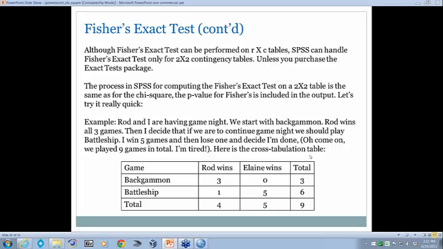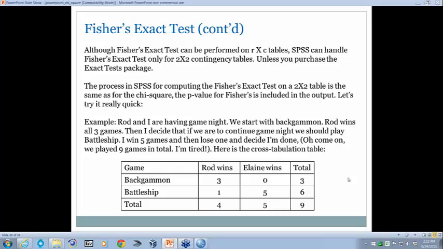Here's an example. Rod and I are having game night. So we start with backgammon, and Rod wins all 3 games. Then I decide if we're going to play any more, then we should play Battleship, because I'm not going to lose anymore. So I win 5 games, and then I lose 1 and decide I'm done. Okay, and then I said, oh, come on, we played 9 games. So 9 games on any game night is enough.